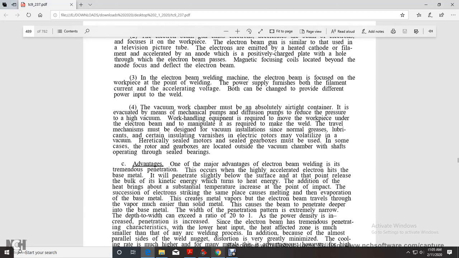The vacuum work chamber must be absolutely airtight. The container is evacuated by a mechanical pump and a diffusion pump to reduce the pressure for high vacuum working. Handling equipment is required to move the workpiece under the electron beam. Manipulation is required to make the weld.